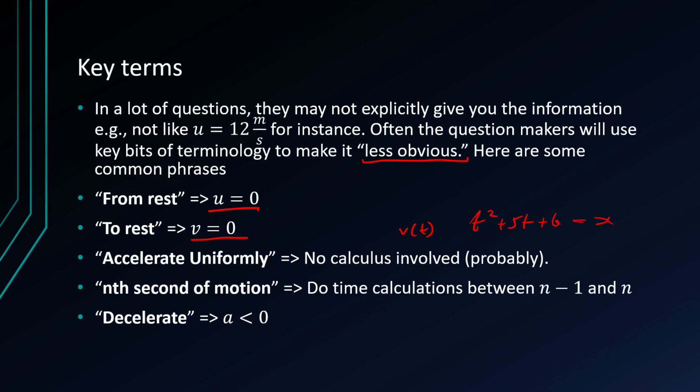And second of motion is a bit of a weird one. You essentially get your particular quantity between times n minus 1 and n, or, well, more appropriately, t minus 1 and t. So you sort of track between those and do 2 different calculations.